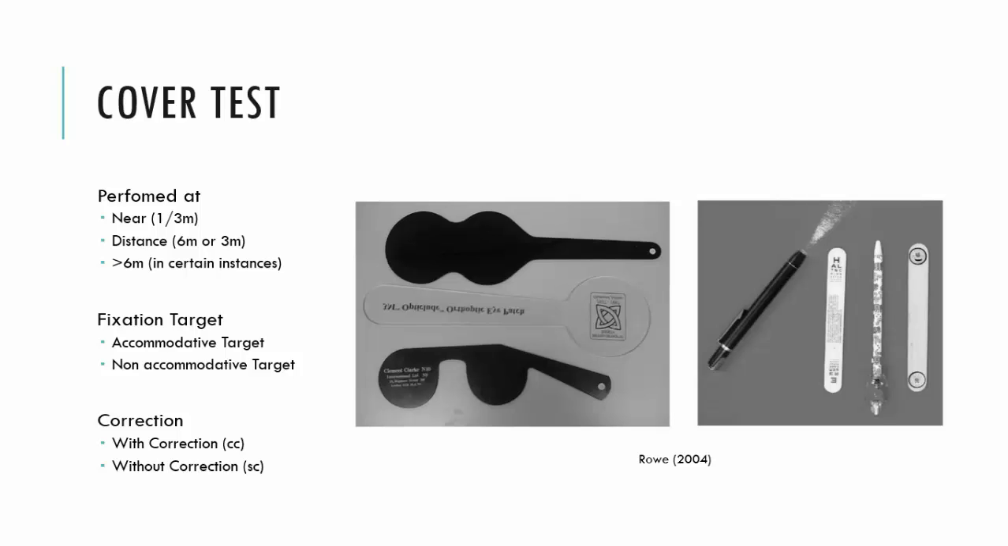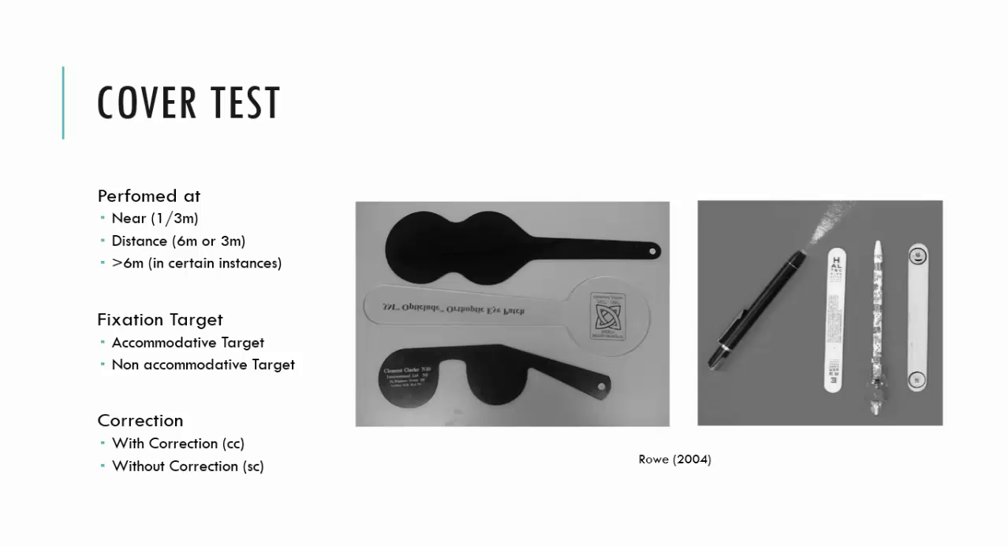In some instances, we also go to perform the cover test at greater than 6 metres. Now, this is usually performed when you ask a patient to look through a window, so they start to look out into a far distance. And we do this specifically in exo deviations, and we'll come back to that a little bit later in this course.